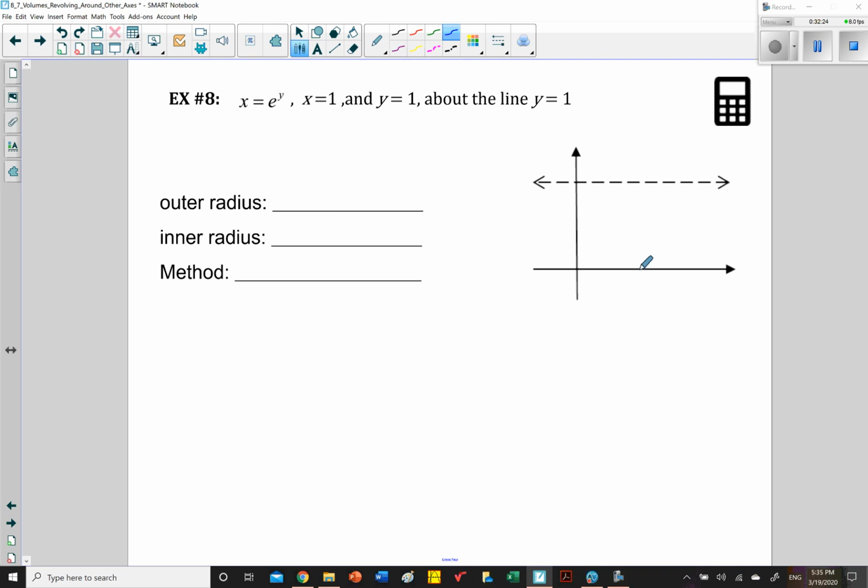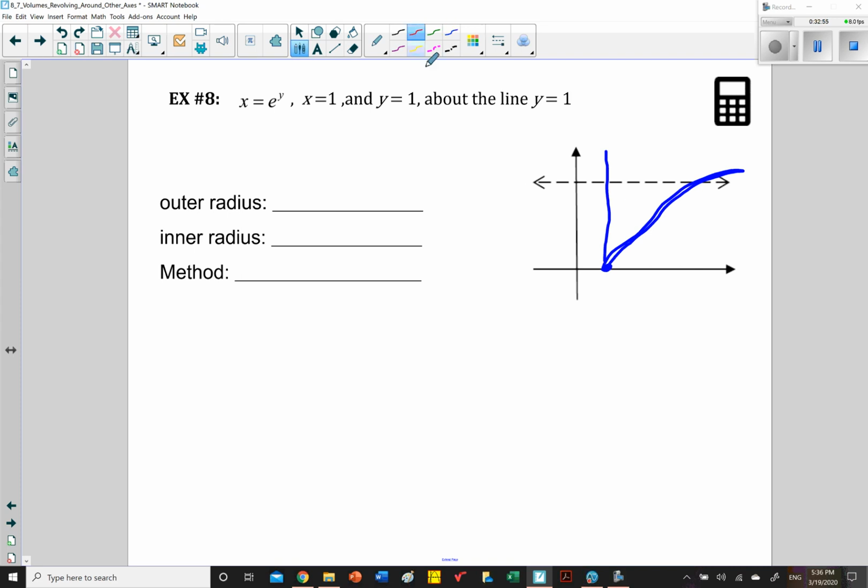X is e to the y. X equals e to the y. So that's going to look like this. I have a hard time drawing curvy lines. It's going to start at 1, 0, and it's going to go curvy like that. About the line x equals 1. So we want to stop it here at 1.